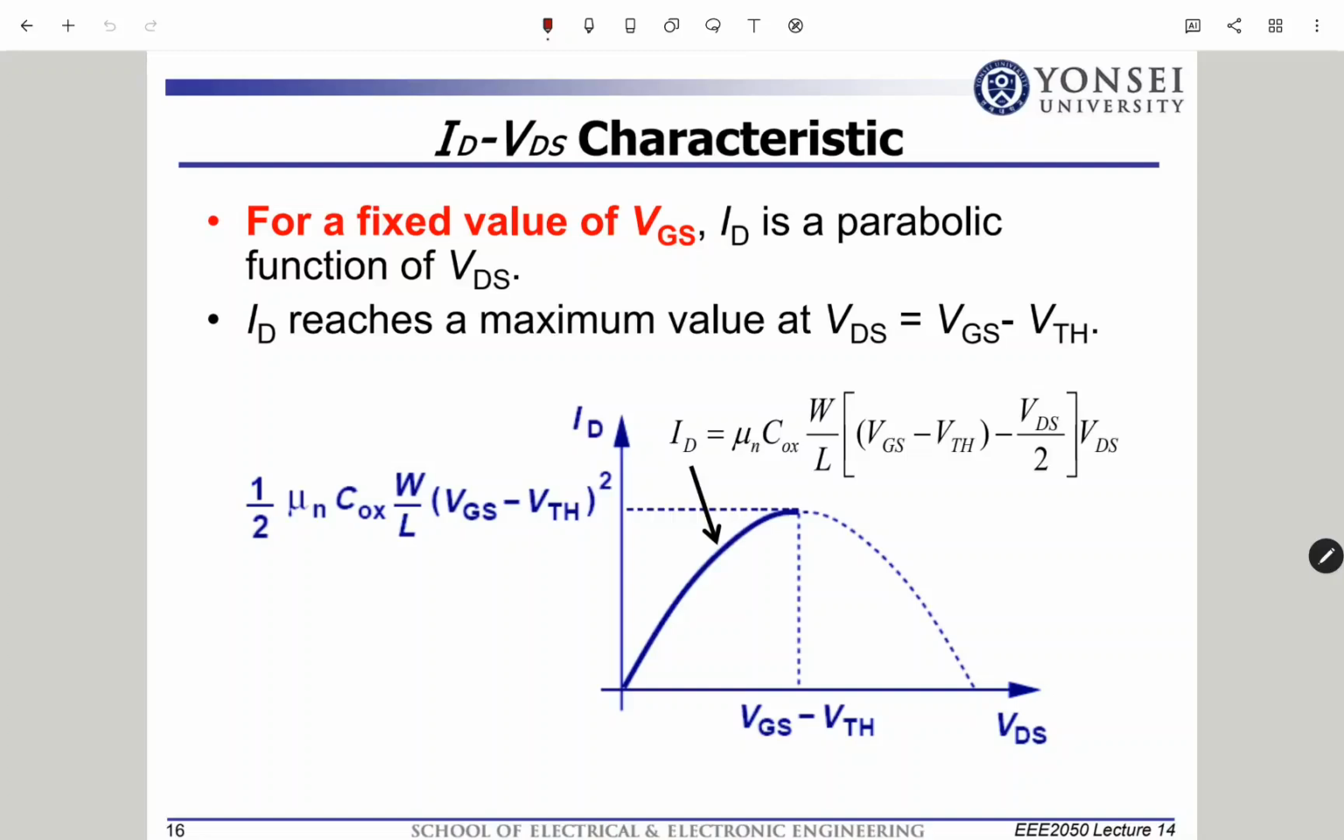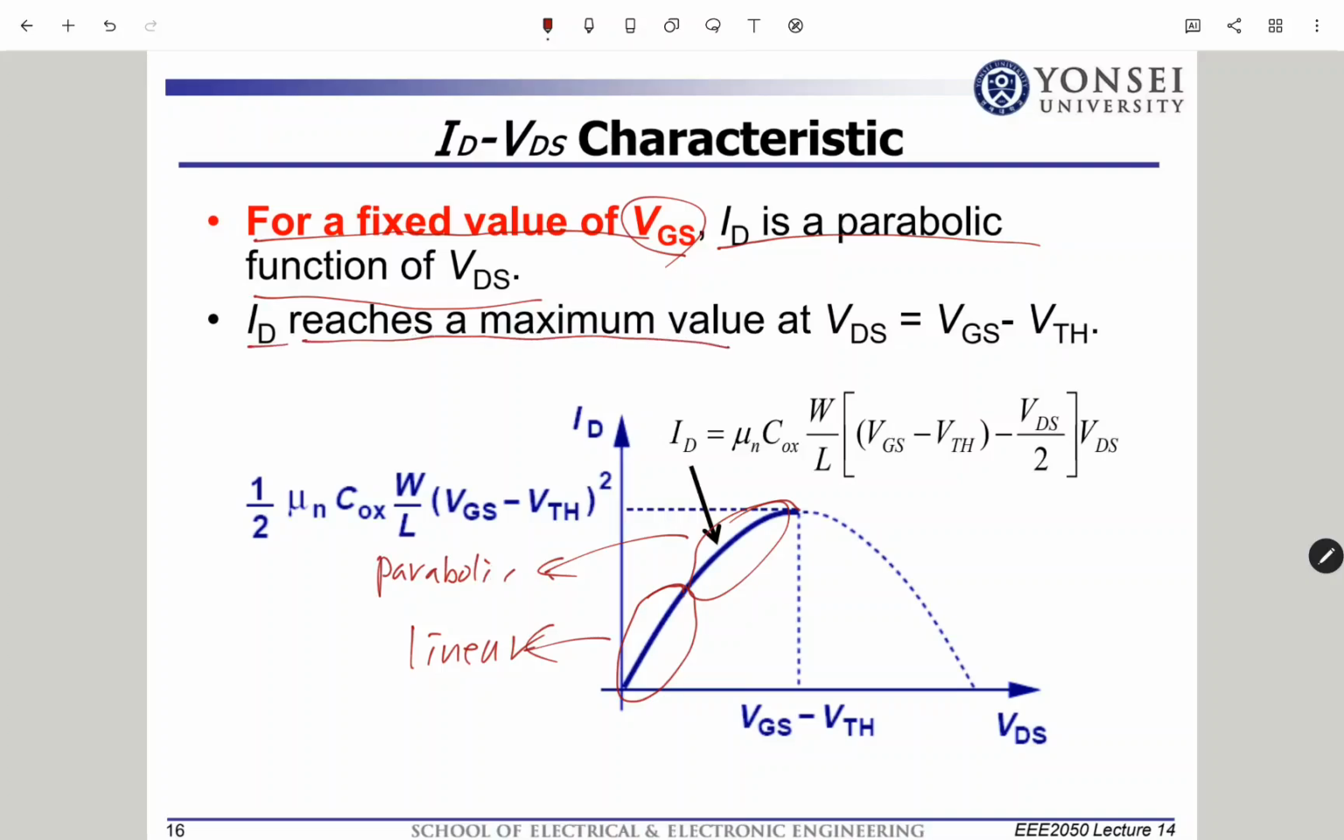So now, for a fixed value of VGS, constant VGS, ID is a parabolic function of VDS. But to be precise, in this region it is linear, but then becomes parabolic. And you see that ID reaches a maximum value when VDS is equal to VGS minus VTH. But then the curve stays constant.